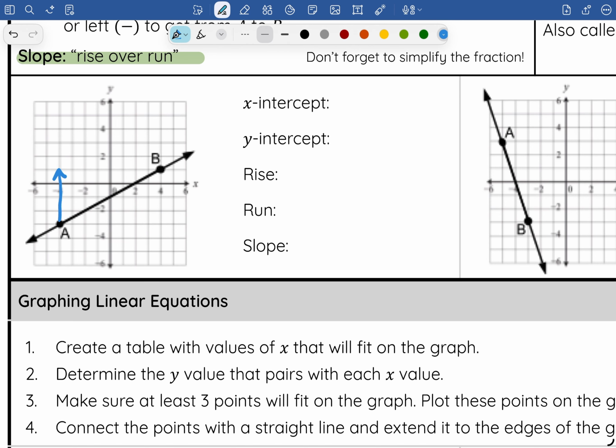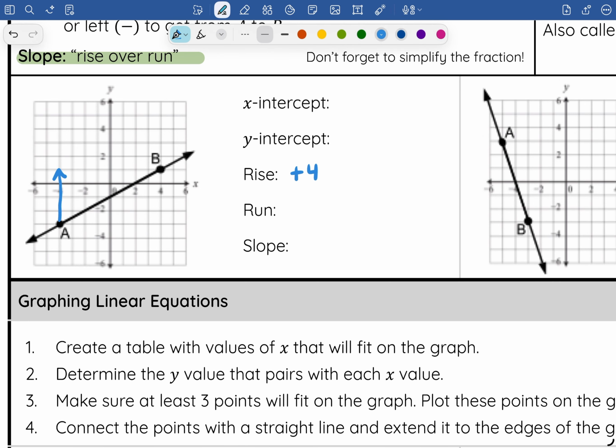This graph isn't the best, at least mine's a little bit fuzzy, but we have to go up how many boxes? Remember that we're counting the actual boxes themselves and not the dots on the intersection points. So what we're looking at here is 4 boxes that we have to go up. So our rise is 4, positive direction.